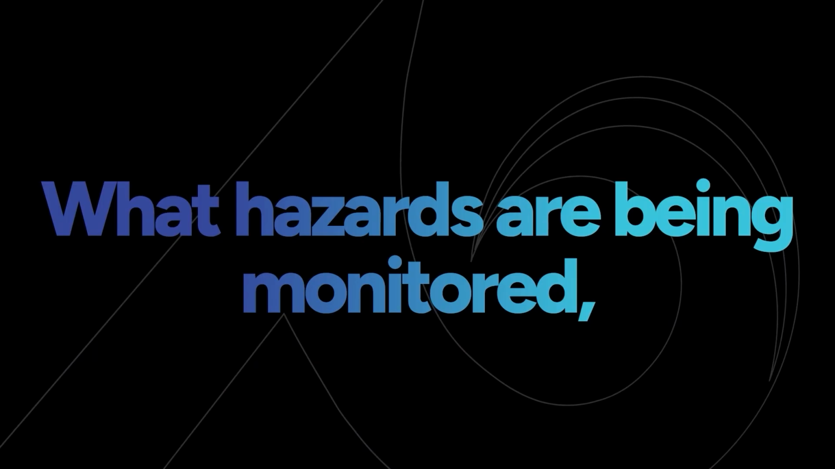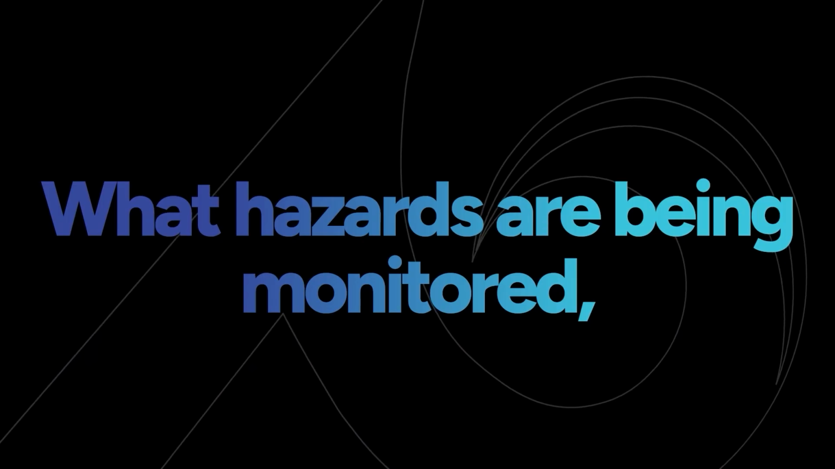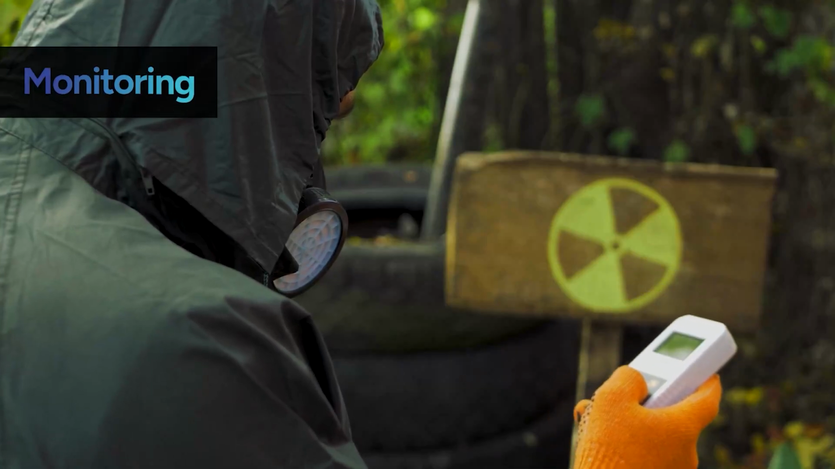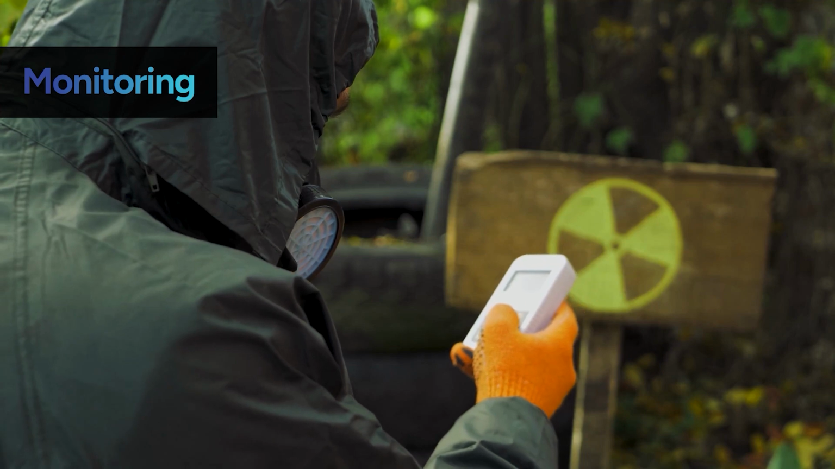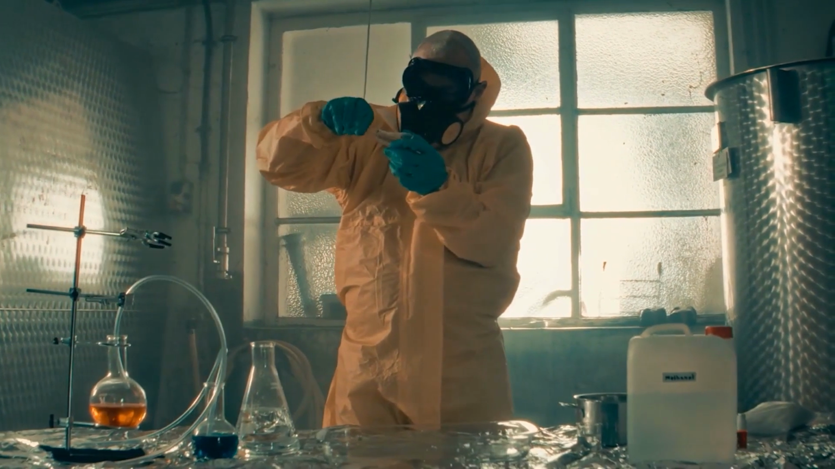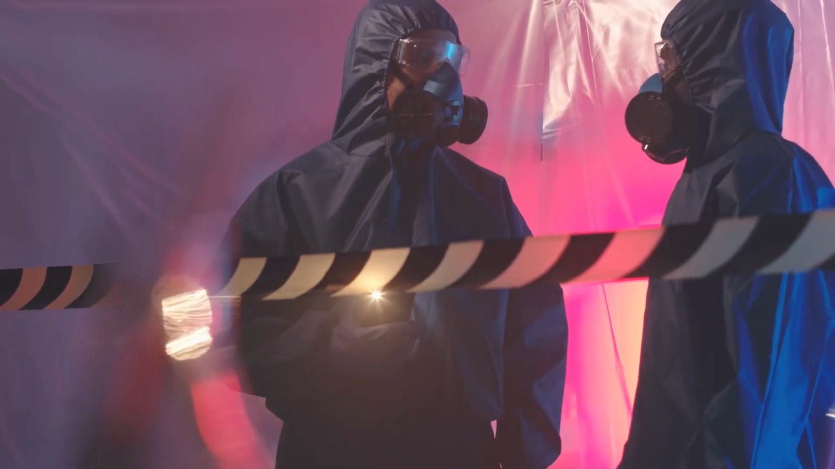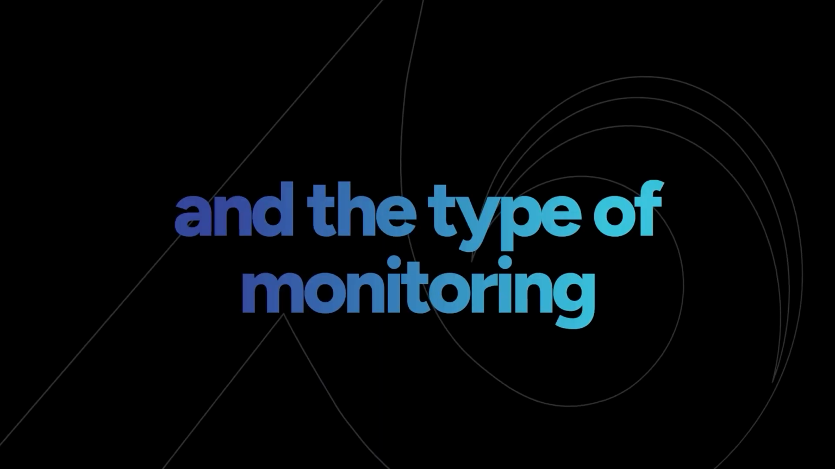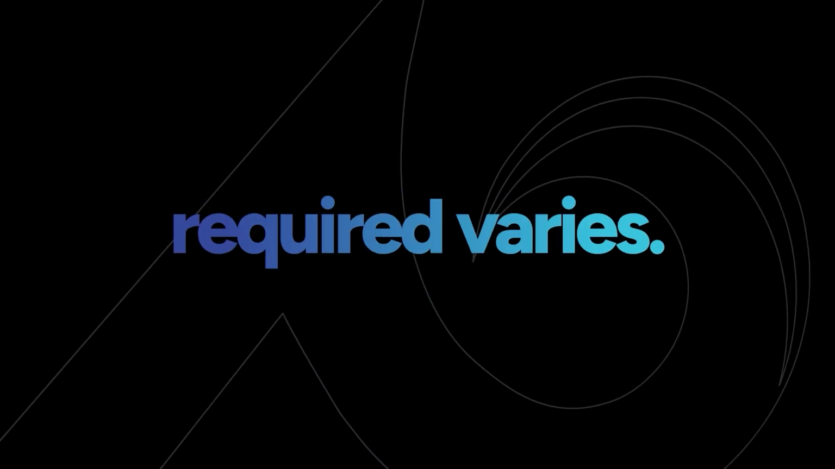Physicians are required to be informed of the job tasks, PPE used, and expected exposure levels. Records must be kept. What hazards are being monitored, how often, and what equipment is being used? Monitoring needs to occur whenever exposure to a hazardous substance might exceed published PELs. It's imperative that proper engineering controls, work practices, and PPE are in use at all times. How often and the type of monitoring required varies.